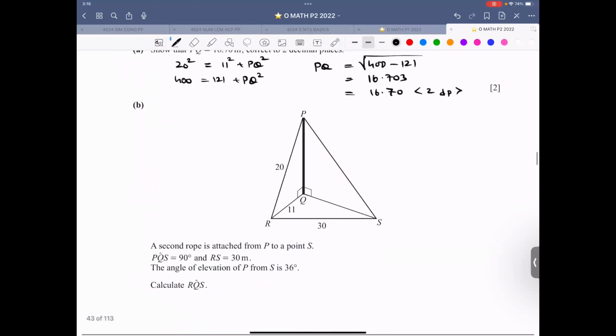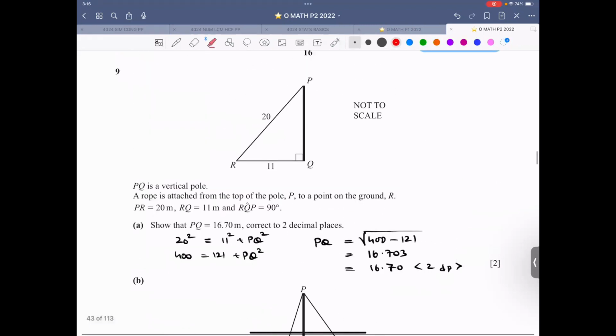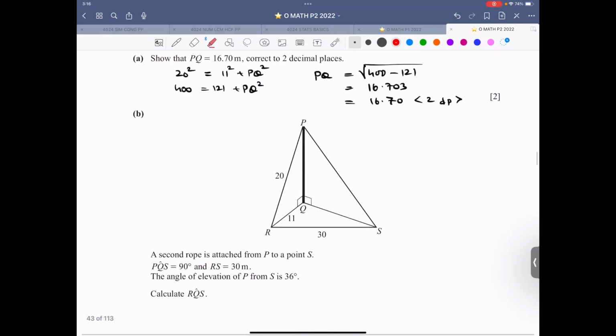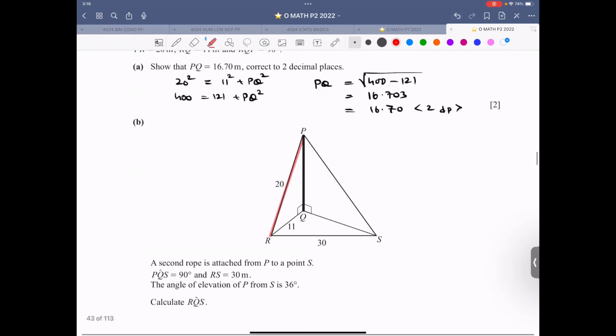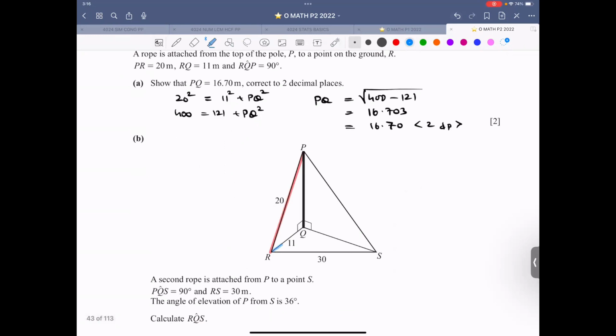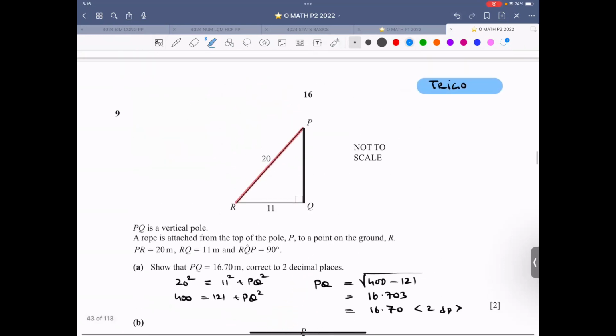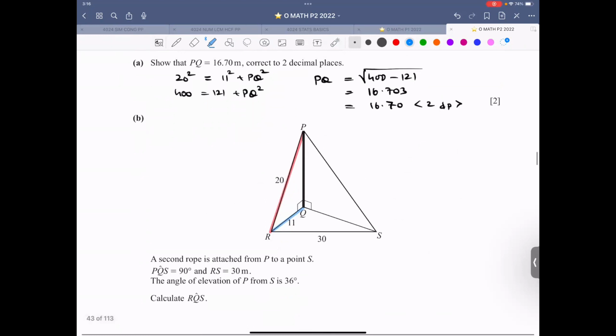A second rope is then attached from point P to S. So now over here, let me just do the shading so that you know exactly which terms we are looking for. This red line, the PR, that's over here. This is like the 3D view. And then this line RQ is this line. And the dark black, that is PQ. So now we also have PQ, that's known.